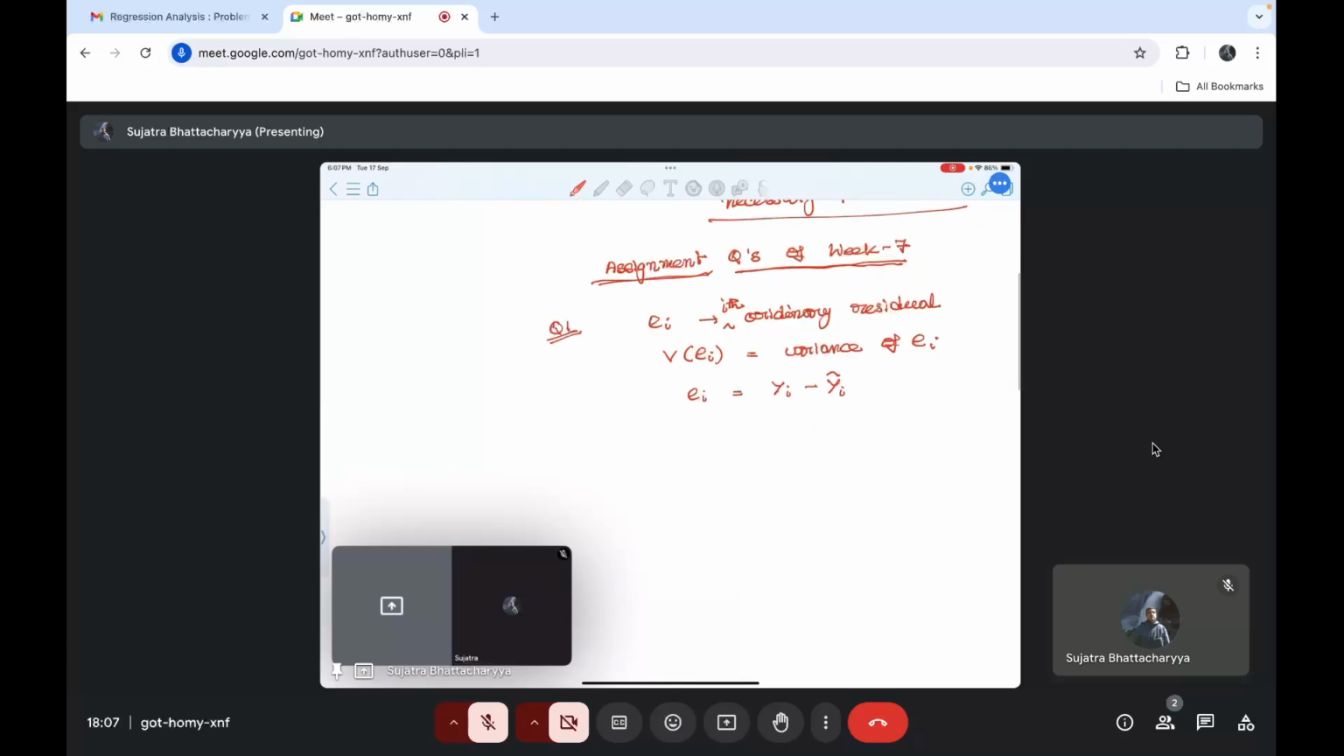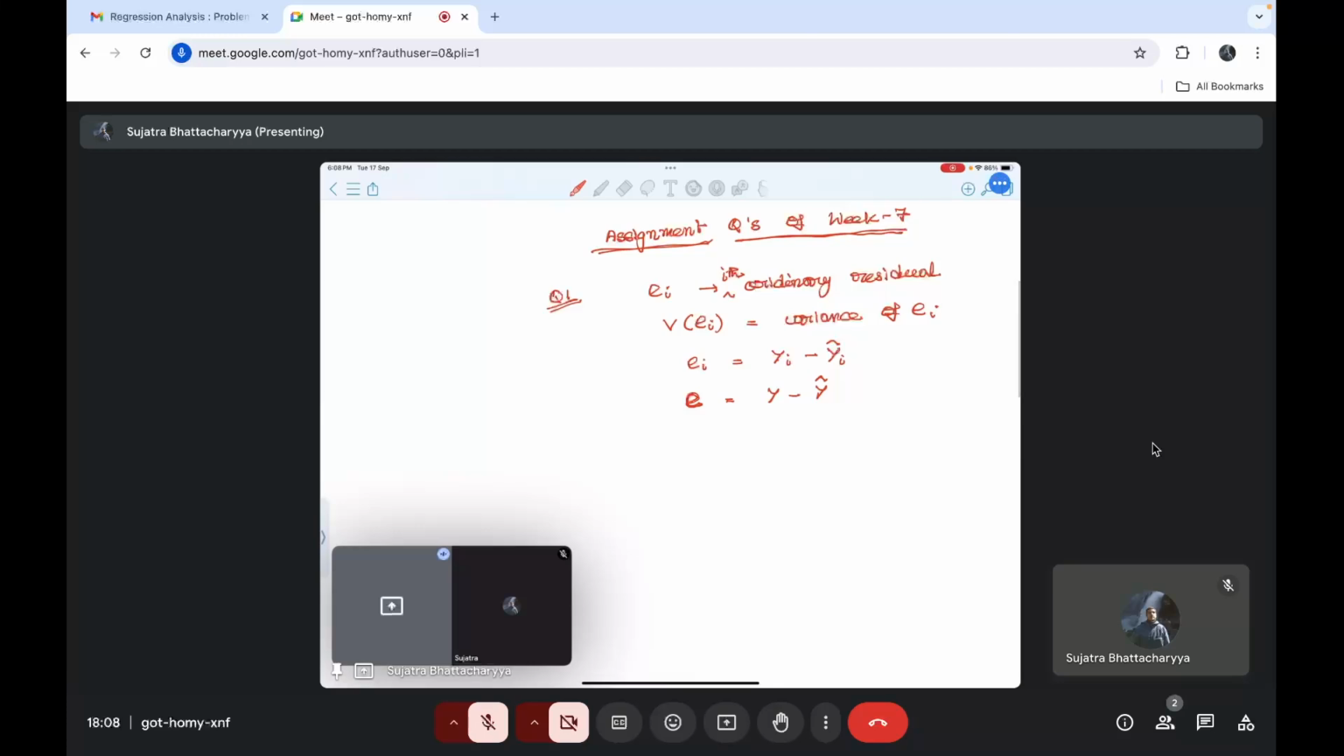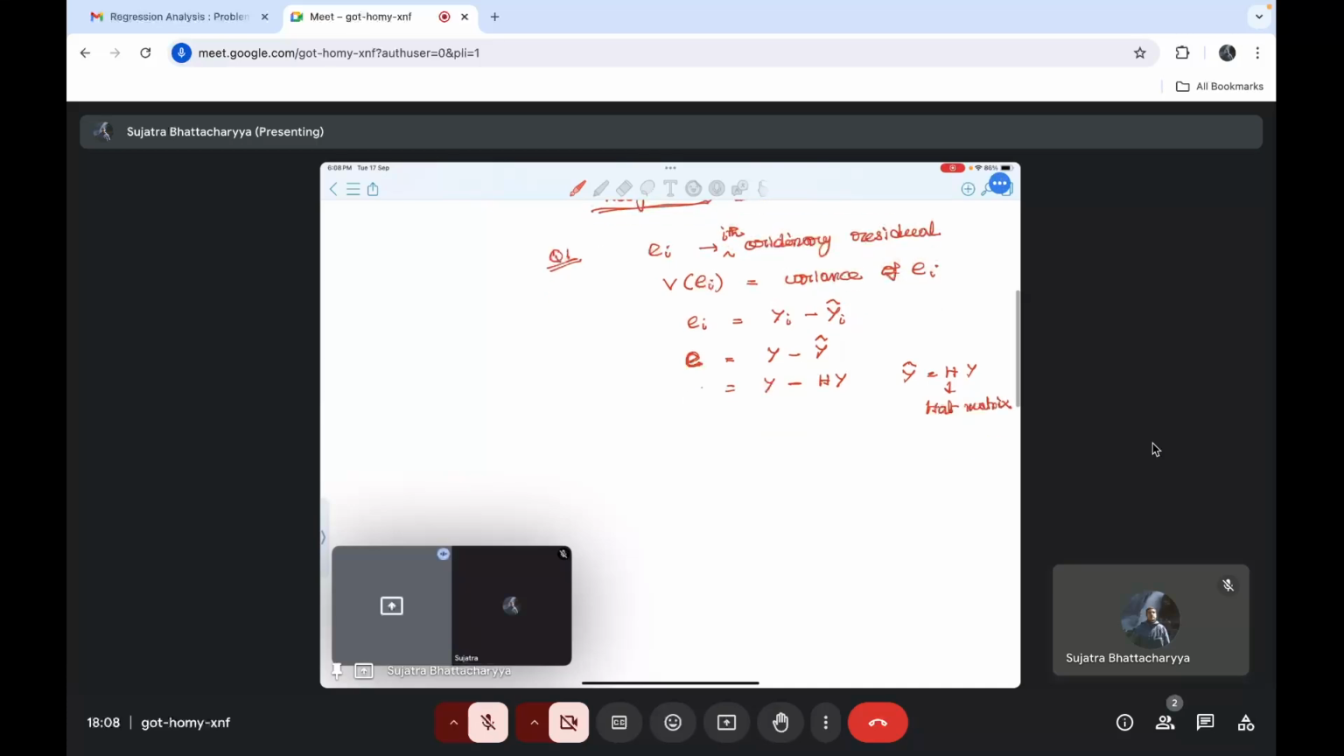But if you have to write it in the matrix form, then how will you write? It will be Y matrix minus Y hat matrix. This is what your ordinary residual looks like, which consists of all elements, so it will be a kind of vector. Now I know that Y hat can be written as H times Y, because Y hat is equal to HY. This H is the hat matrix. We know this from the previous lectures. So we can write this.